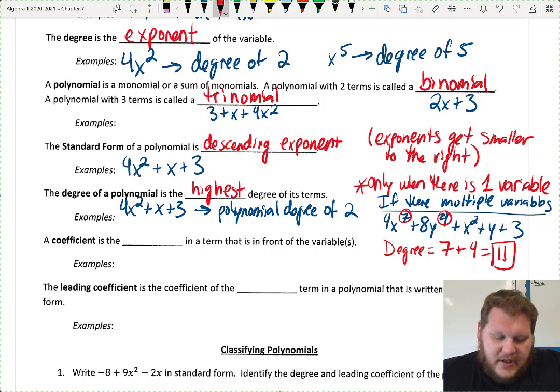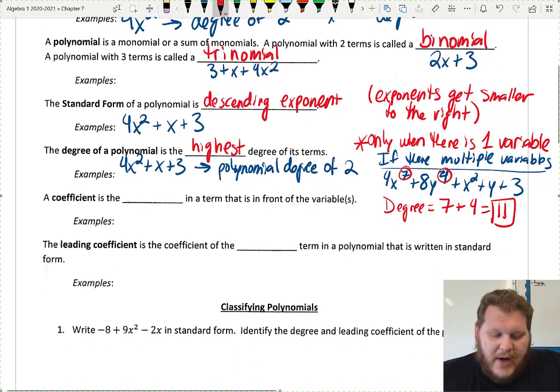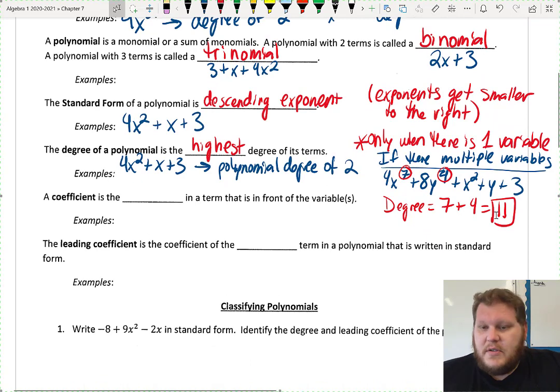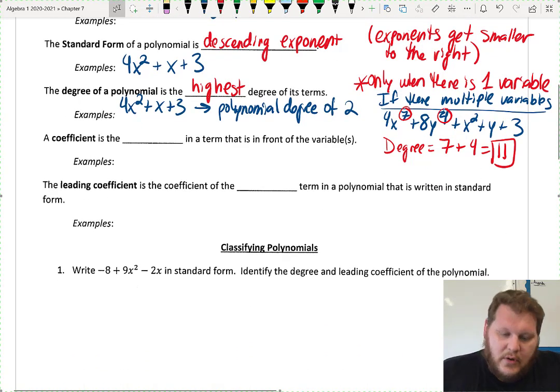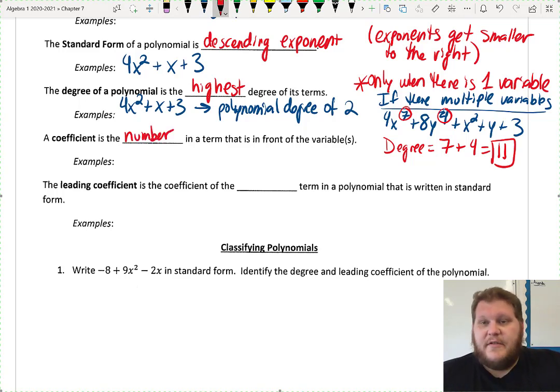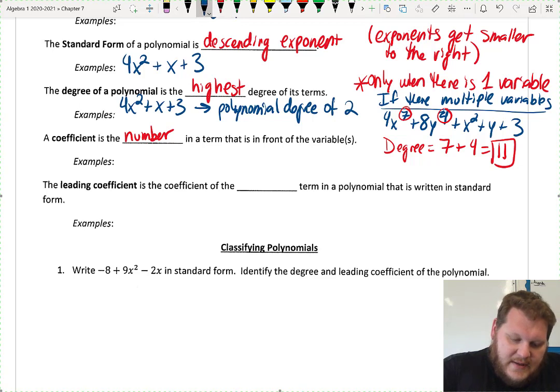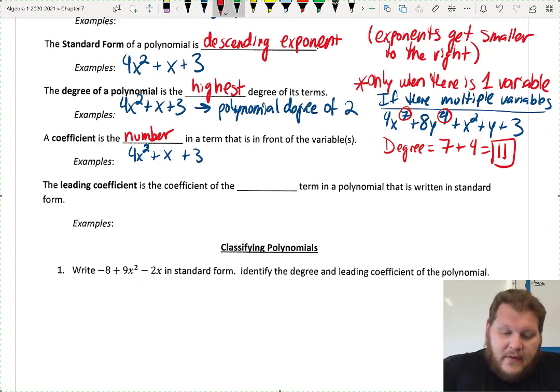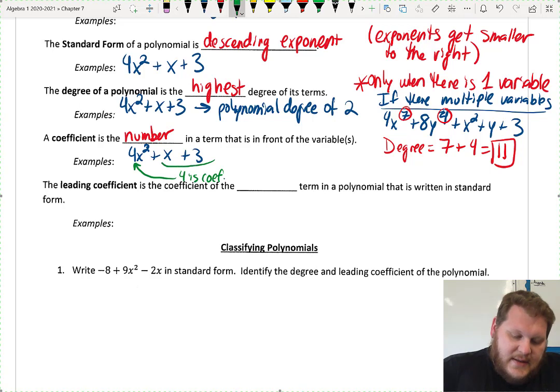All right, last two things here for our definitions, and we'll get into some actual problems. The coefficient, we've used that term coefficient before. A coefficient is just the number in a term that is in front of the variable. So again, for the example we've been using, 4x squared plus x plus 3, I have coefficients of 4. 4 is a coefficient.